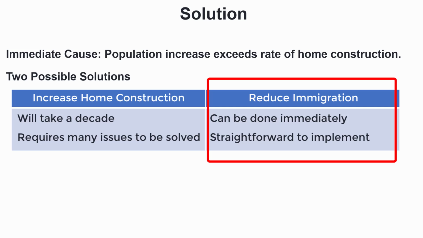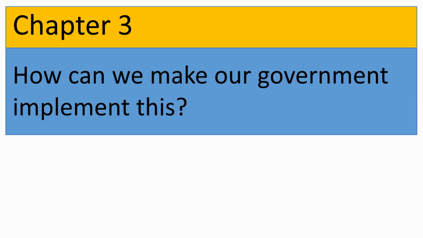This brings us to the final chapter of this video. How can we pressure the government to enact this solution? Simply put, we must lobby the government, and the first step in doing so is to propose the specifics of the solution to be implemented. Consequently, I have formulated the following 3 policies.